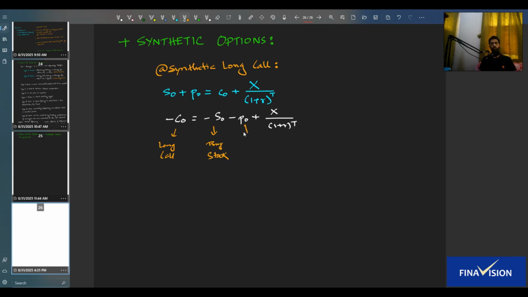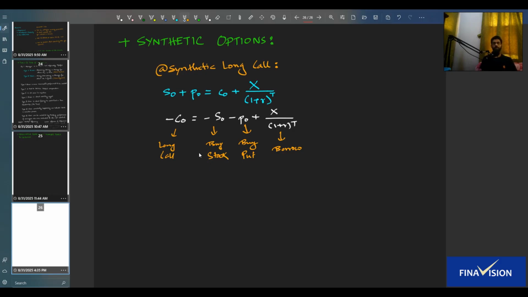We have to buy the put. Minus P0 means we have to pay the premium, so buy the put, and plus present value of strike price means we need to borrow. Borrow, buy the stock, buy the put. This is the combination which creates a long call according to the put call parity equation.